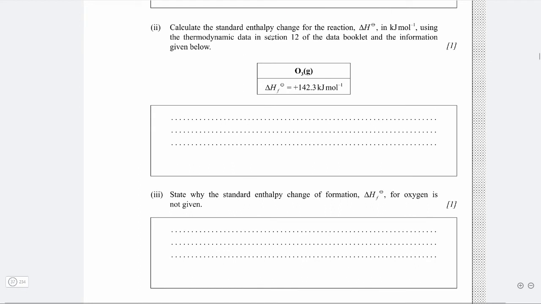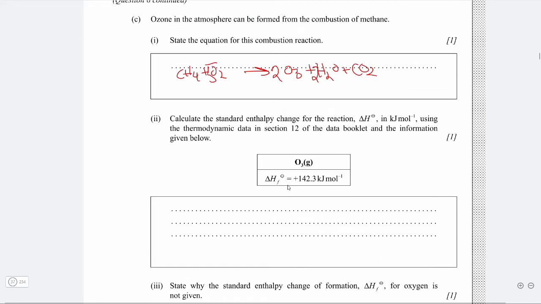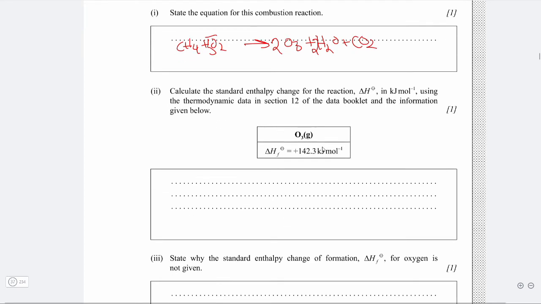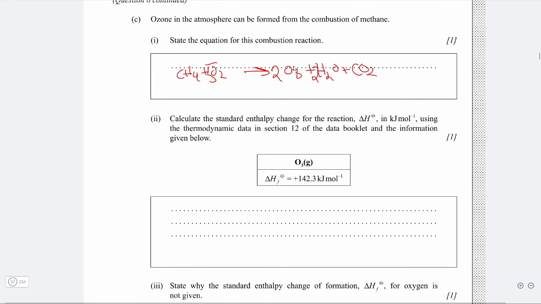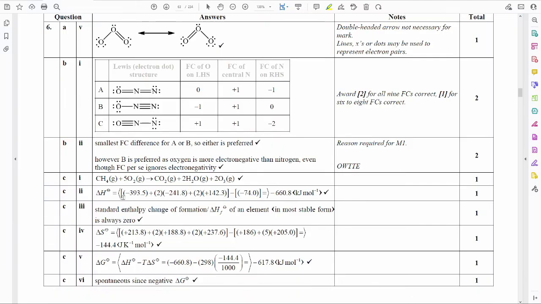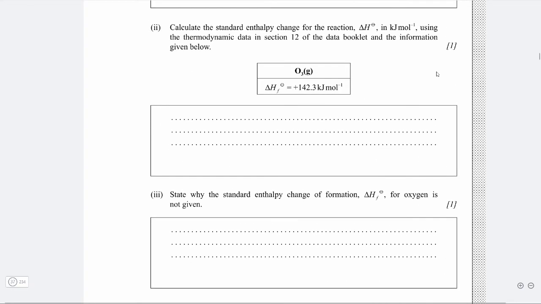Calculate the standard enthalpy change for the reaction using thermodynamic data. So this is just using enthalpy of formation, the products minus the reactants, where O2 is 0. And then you have the formation enthalpy of ozone here. So you just add in the values. Remember to multiply by the stoichiometric coefficients, and then you should get the answer. Pretty simple question, which is why you only get 1 mark.